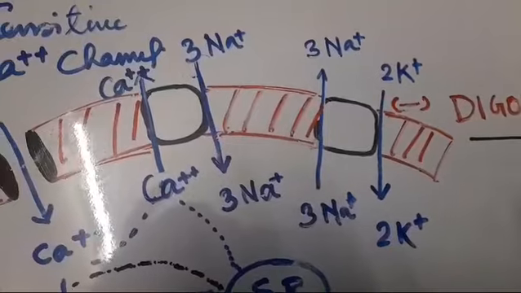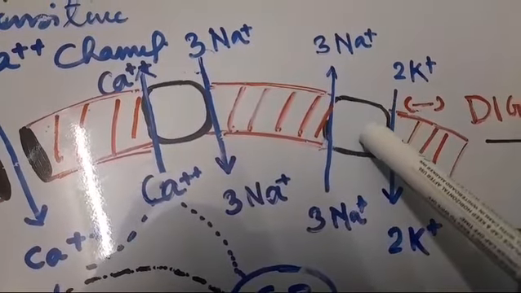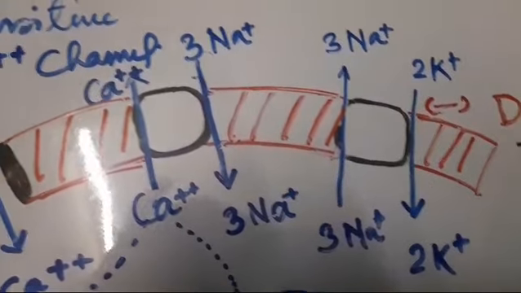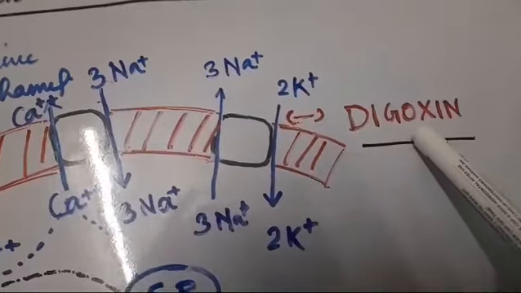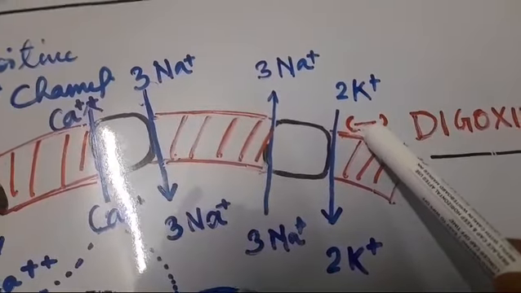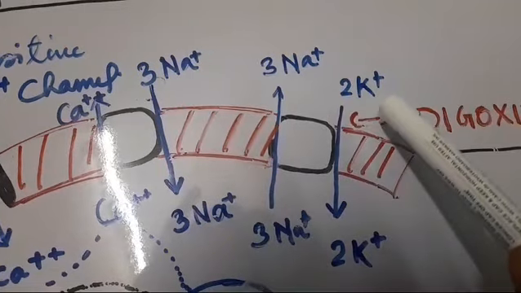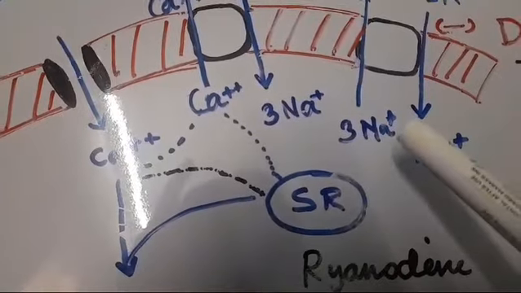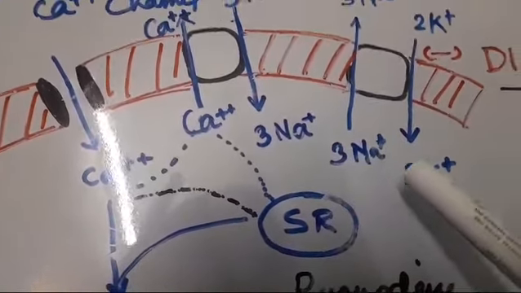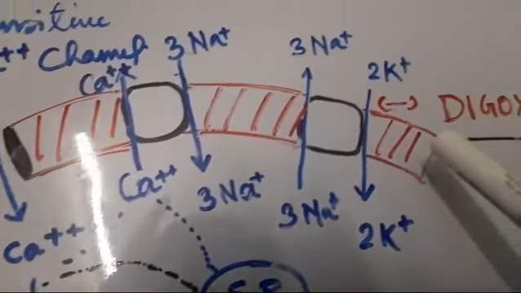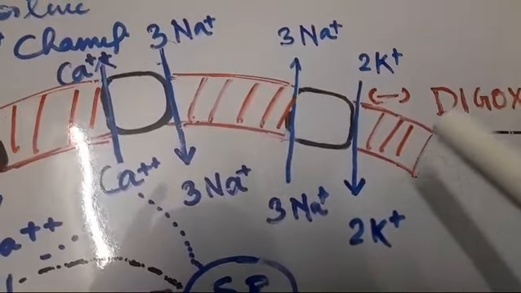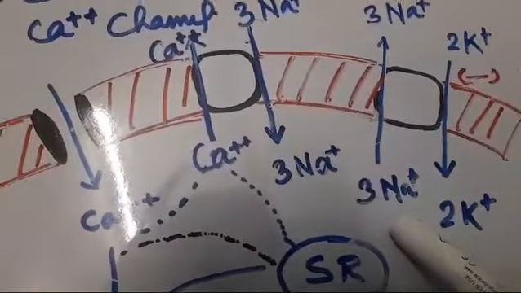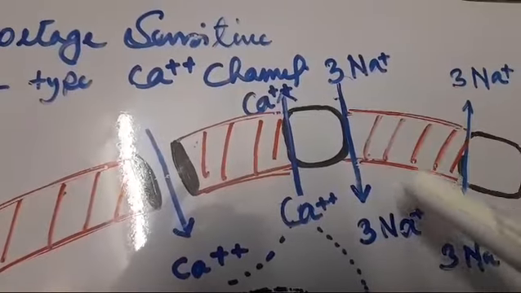Digoxin causes inhibition of sodium potassium ATPase. Repeat, this is a sodium potassium ATPase channel. Digoxin is a cardiac glycoside which basically inhibits the sodium potassium ATPase channel. By inhibiting that channel, there is accumulation of intracellular sodium. I repeat, due to blockage of the sodium potassium ATPase channel by digoxin, there is intracellular accumulation of sodium. Now this sodium exchanges along with calcium.